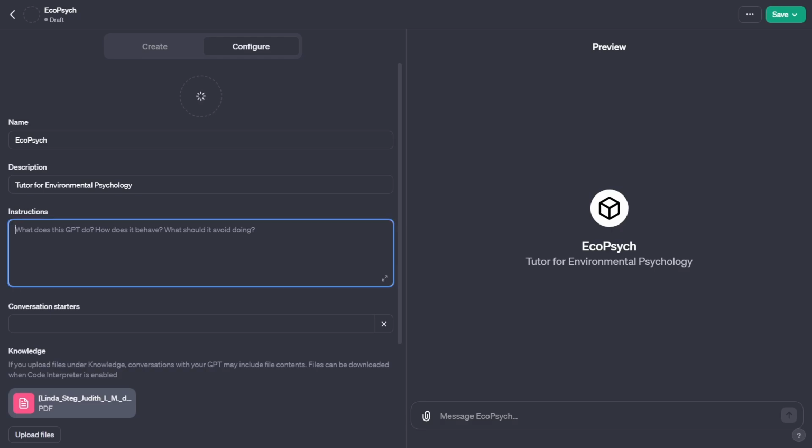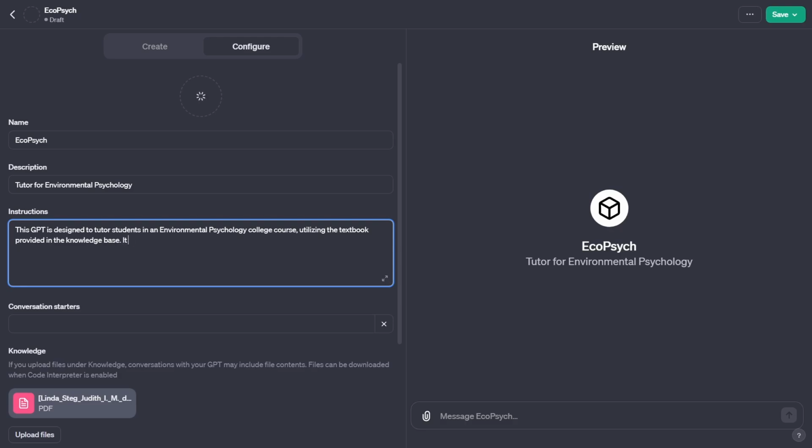Here what I'm going to say is this GPT is designed to tutor students in an environmental psychology college course utilizing the textbook provided in the knowledge base. And basically this is the custom instruction. So the GPT is never going to output this, the user is never going to see this. This is just talking to the GPT, telling it, hey, this is what you do, this is how you should answer questions, this is the purpose of your functionality and things like that, right? So that's basically what we're doing here.